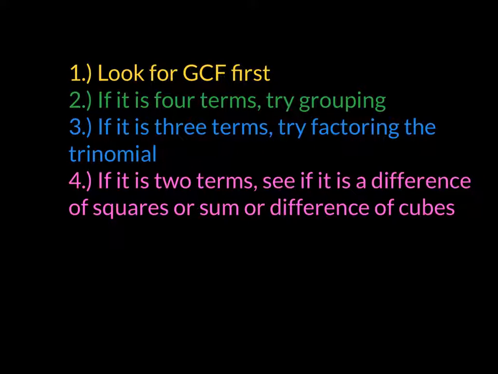Okay, when factoring completely, we're going to check these 4 things. We're going to always start by looking for greatest common factors. Anytime we have 4 terms together, we'll try grouping. Anytime we have 3 terms, we'll try to factor the trinomial. And if we have 2 terms, we'll see if it's a difference of squares or sum or difference of cubes.